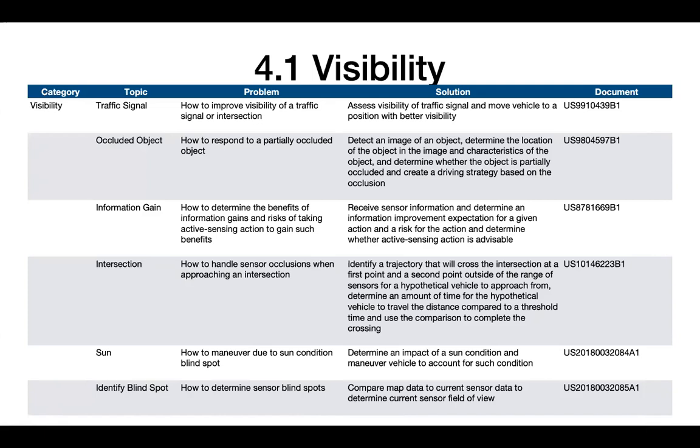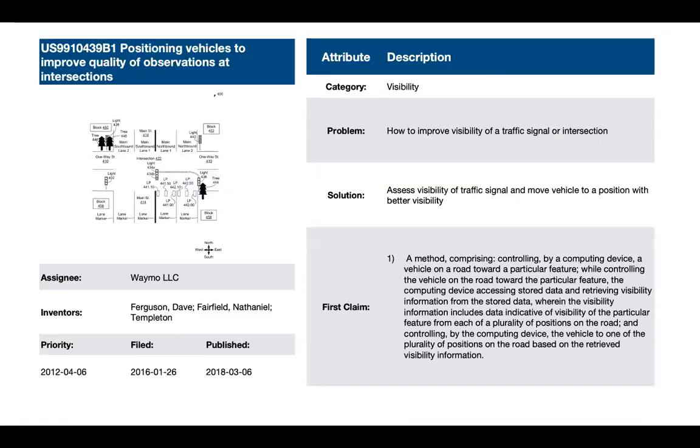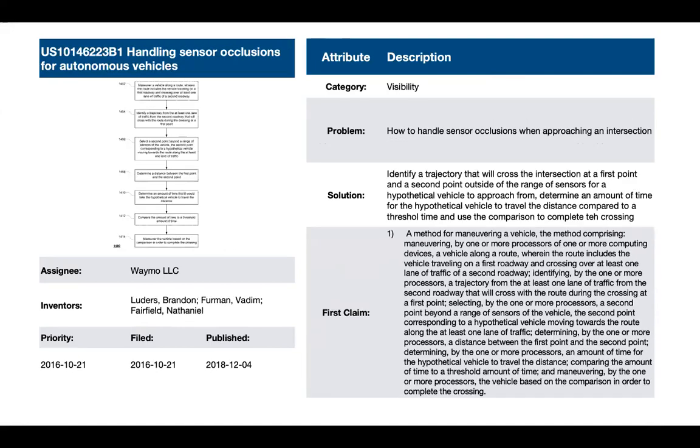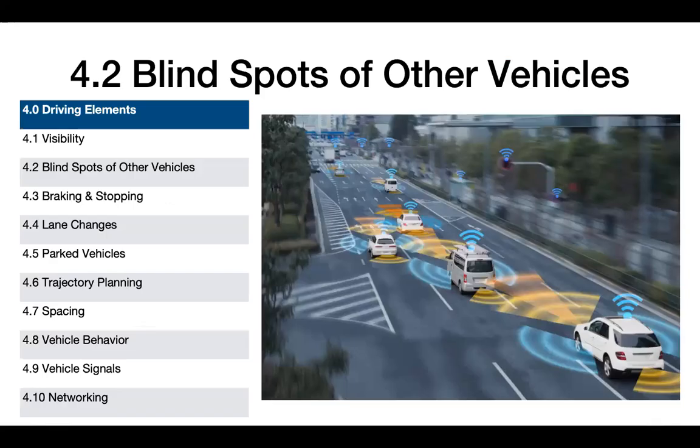Once again, going back to our map data, we use the map data to compare with our current sensor data and determine what is out of view of our current sensor, but that our map data might be able to help us with. That is your visibility set of patents. There are some pictures of trees blocking signals, and so on. All right, what about being in the blind spots of other vehicles?